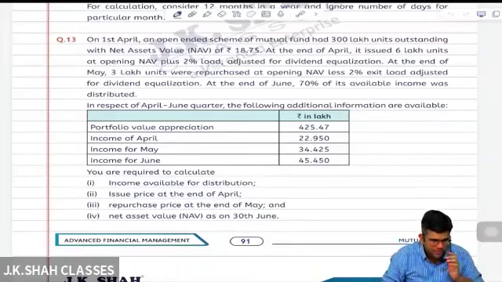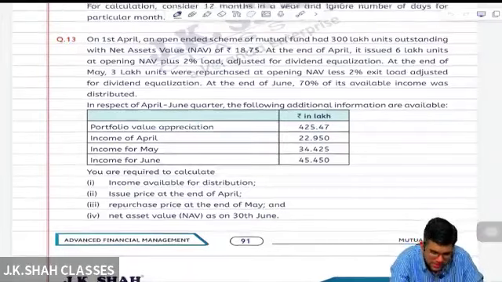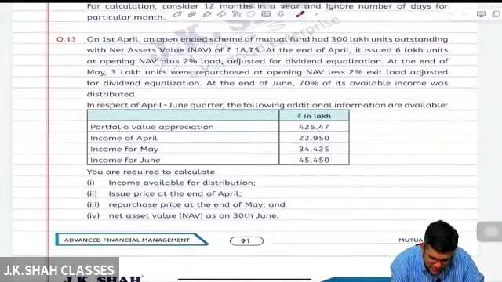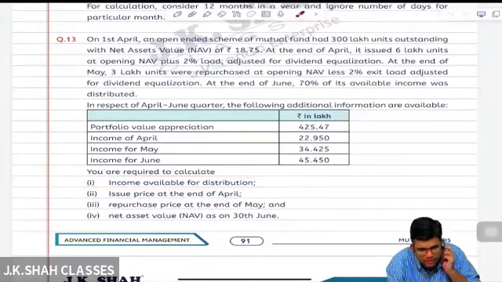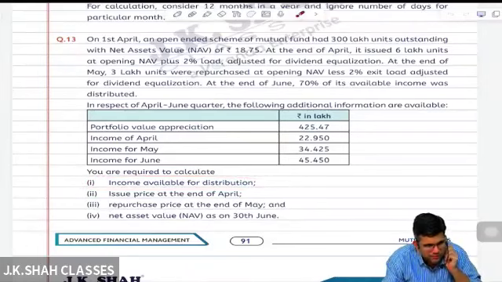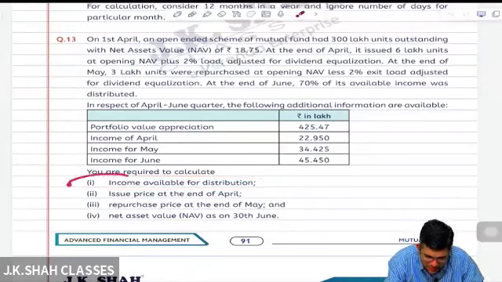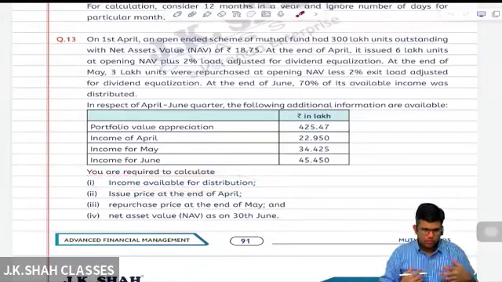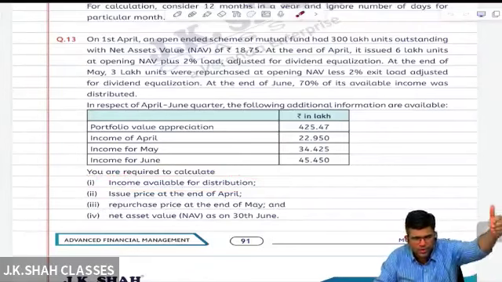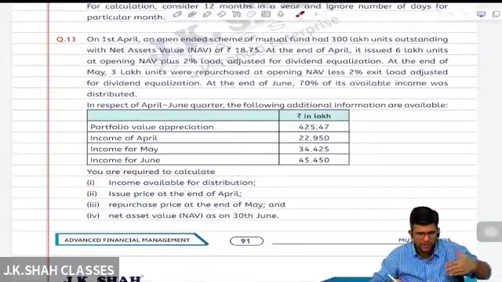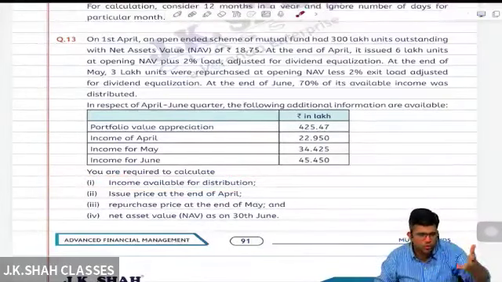All ready? Okay. Now, students, I'll tell you where the heart of the question is. They are saying, find out the income available for distribution. Which distribution? Who is distributing? Mutual fund is wanting to distribute to unit holders. Everyone clear?